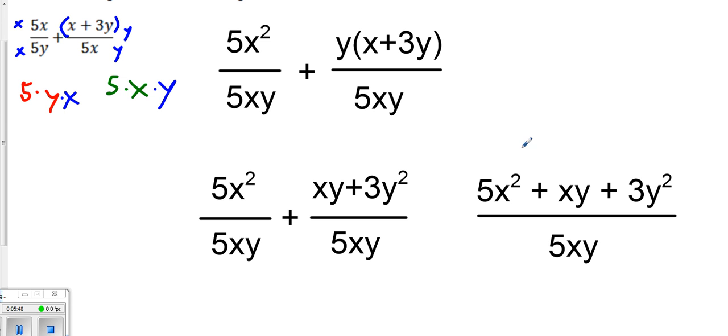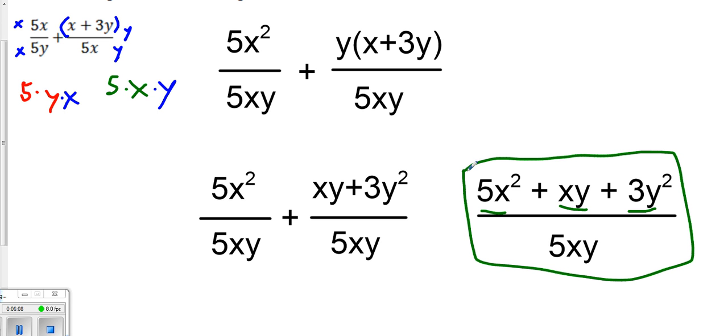At this point, we check this, this, and this. Can we take anything out of each of those pieces? Is there a number or a variable that we can take out of there? In this case, there is not. There's not going to be anything that we can take out of there, which means there's not anything we can cancel out of top and bottom, so this is our final simplified answer. Again, that should be review from last unit.